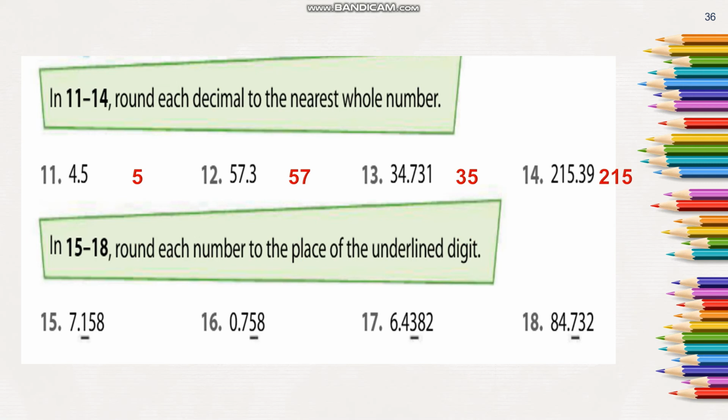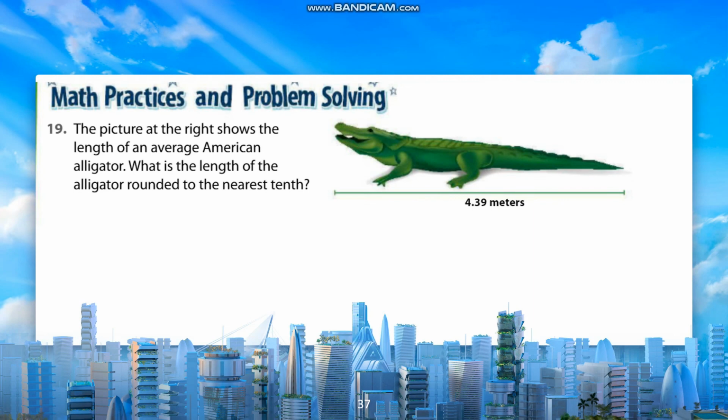In question number 15 to 18, you need to round each number to the place of the underlined digit. So the answers are 7 and 3 tenths, 76 hundredths, 6 and 44 hundredths, 84 and 7 tenths. Question 19. The picture at the right shows the length of an average American alligator. What is the length of the alligator rounded to the nearest tenth?